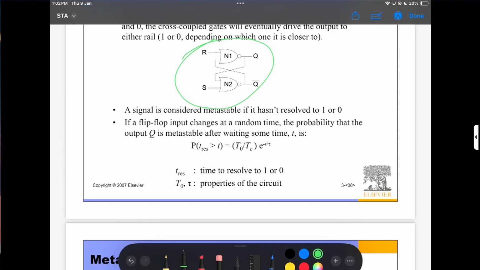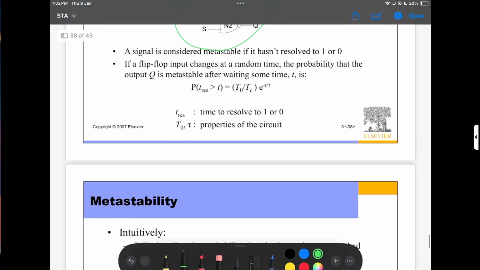If the flip-flop input changes at a random time, the probability that output Q is metastable after waiting some time t is P(t_res > t) = (T0/Tc) e^(-t/tau). So t_res is the time to resolve to 1 or 0. Basically when metastability comes, some resolve time will be needed to resolve the problem, either 1 or 0, the flip-flop will decide, and T0 and tau are properties of the circuit.